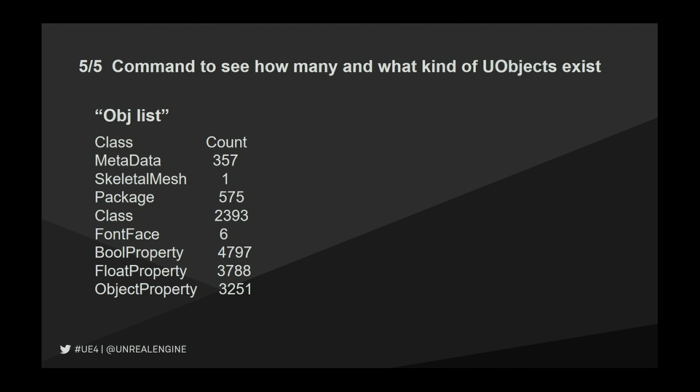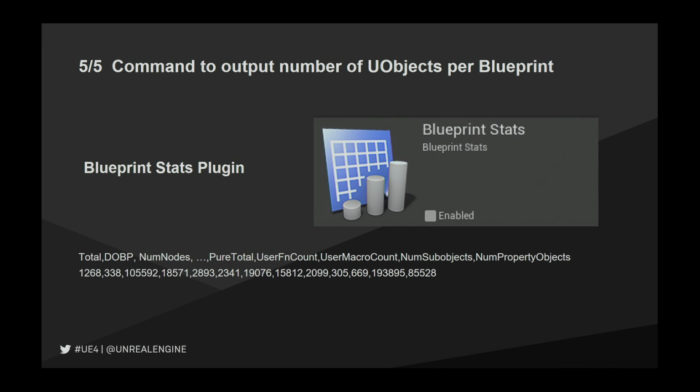If at any point in the game you just want to know what kind of UObjects and how many of each exist in your scene, you can use the obj list command. And you might notice here that there's quite a few bool, float, and object properties. Well, let's focus on bool and float. One thing that we've seen before is that heavy usage of Blueprint macros in specific leads to a lot of UProperties existing at runtime and thus slow garbage collection times. But the Blueprint Stats plugin can help you find Blueprints with the most UObjects.